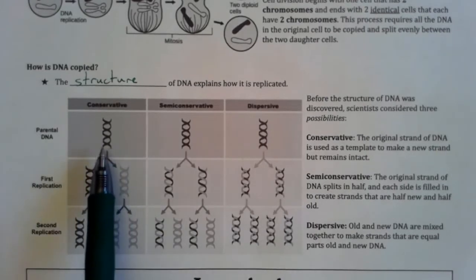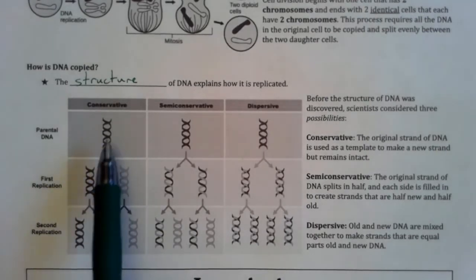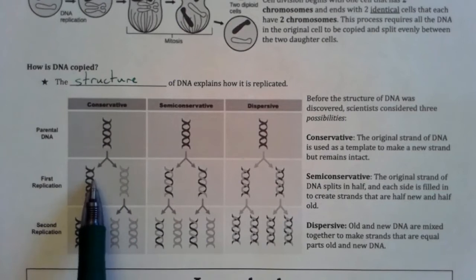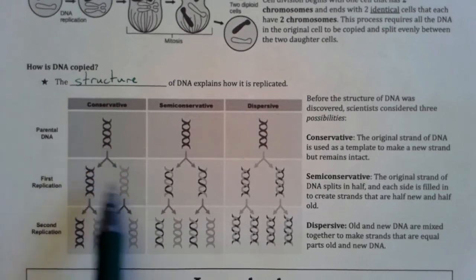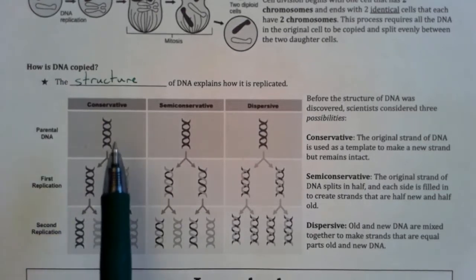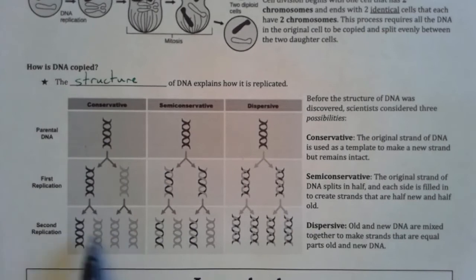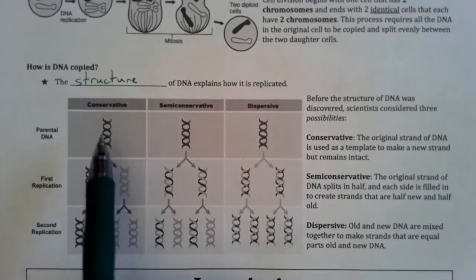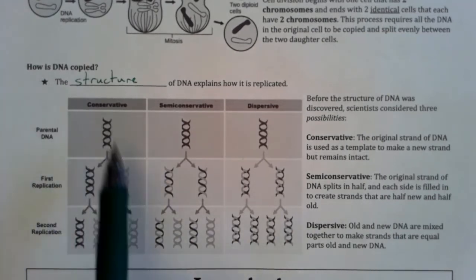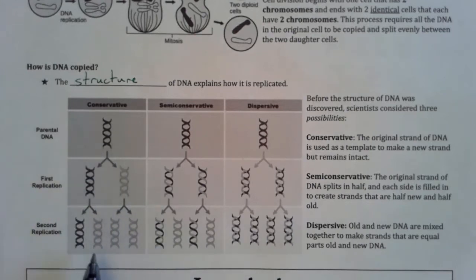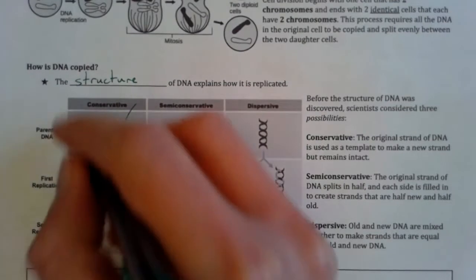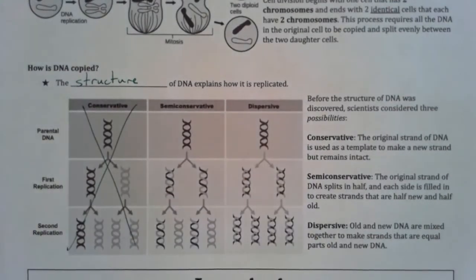On the left is the conservative method, which shows that when DNA is copied, the original strand is conserved. So the conservative method says that the original DNA is always preserved. It's used to make a copy, but the original strands stay together. The old DNA is shown in dark and the new DNA is shown in white. So however many times you copy your DNA, you still have the original piece you started with. That one was disproven, so that's not how it works.